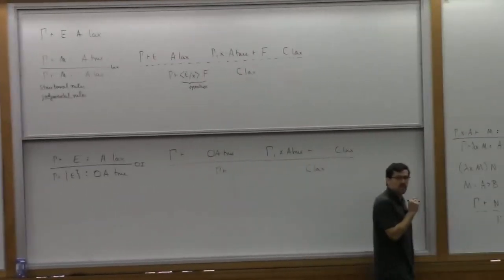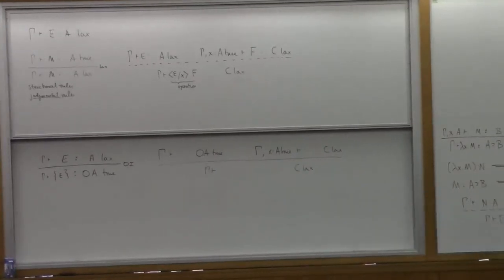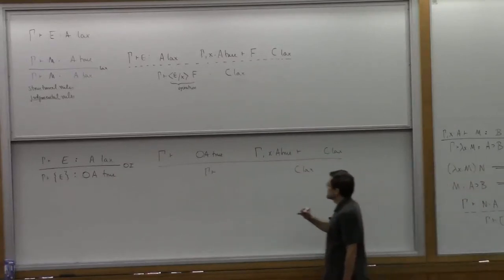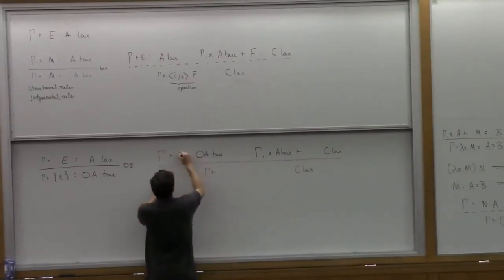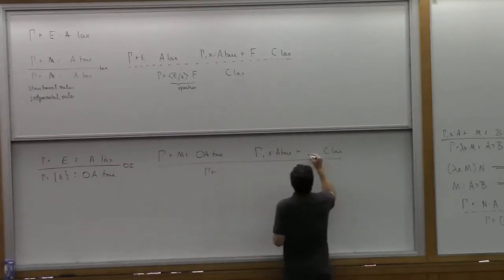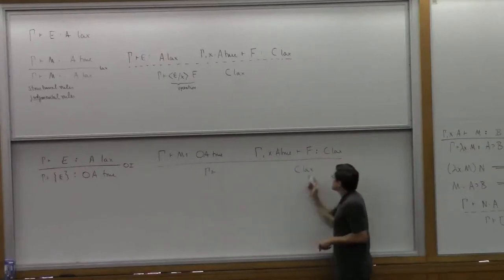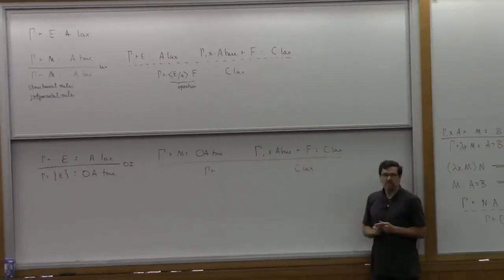Right. Okay. And you'll see when we check whether this rule is locally sound that it essentially reduces to the substitution principle, which is why we construct it this way. Okay, so let's fill in some things. This is going to be some term M. This is going to be some computation, let's call it F, because evidence for C lax is some computation.